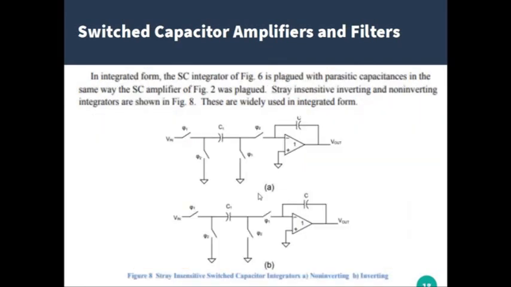Next, in integrated form, the switched capacitor integrator of figure 6 is plagued with parasitic capacitances in the same way the switched capacitor amplifier of figure 2 was plagued. Stray insensitive inverting and non-inverting integrators are shown in figure 8. These are widely used in integrated form. Stray insensitive integrators, non-inverting and inverting.